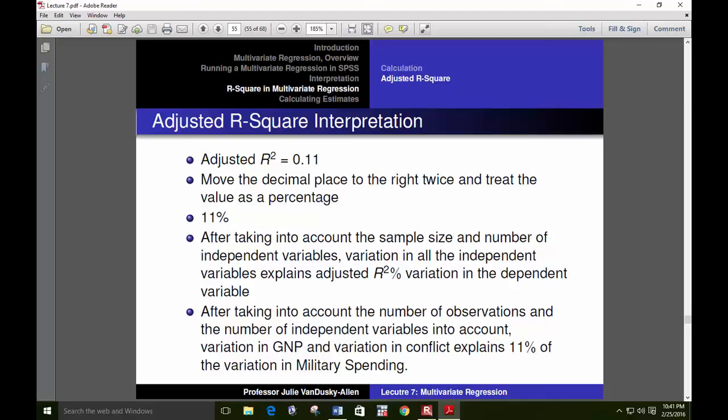Then we would say that after taking into account sample size and the number of observations, variation in all the independent variables explains our adjusted R-square percent variation in the dependent variable. Or in this case, we would say that after taking into account sample size and the number of observations, variation in GNP and variation in conflict explains 11% of the variation in military spending.